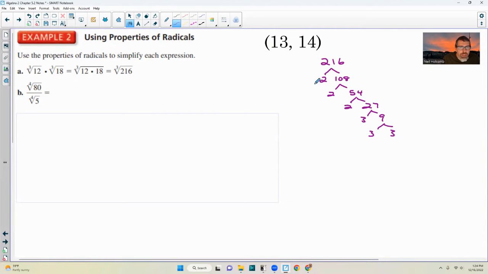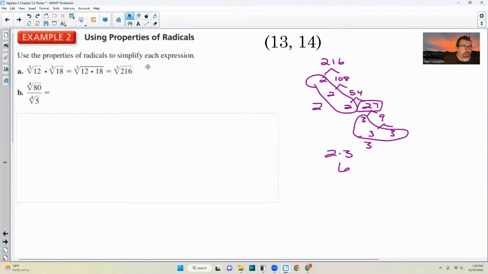The index is 3, which means I need 3 of each number to become 1 outside. So think of this as 2 on the outside of the cubed root, and the cubed root of 3 times 3 times 3, which is 27. The cubed root of 27 is 3, and the cubed root of 8, which 27 times 8 would give you 216, is 2. So I have a 2 and I have a 3, so that would be 2 times 3, or 6. Okay, so that is 6. All right, so let me erase this.